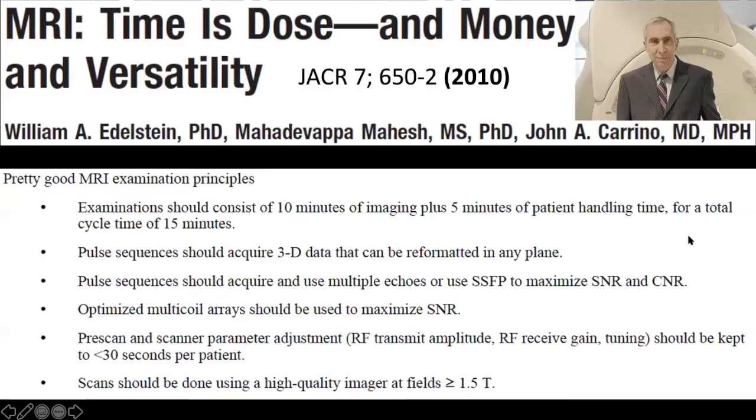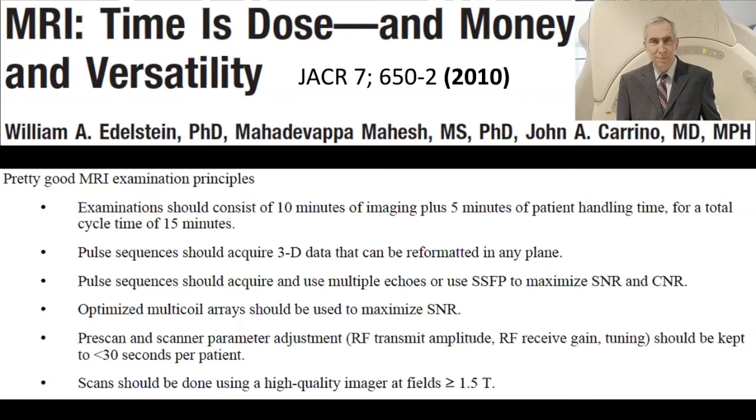Okay, let's talk a little bit about reconstructing MRI. I think this is a nice paper by Bill Edelstein in 2010, so it's 10 years old now. The interesting thing is he gives these pretty good MRI principles, just some basics that we should all be doing. And I'll let you read them through.